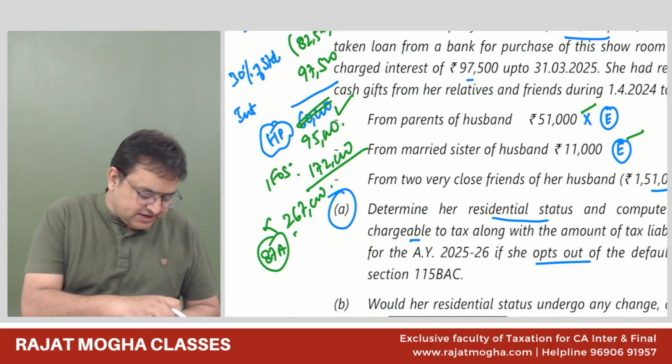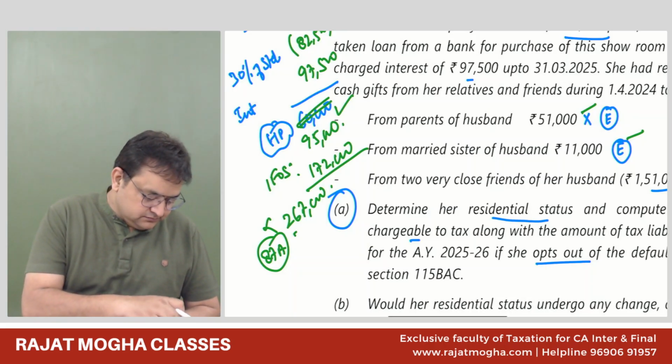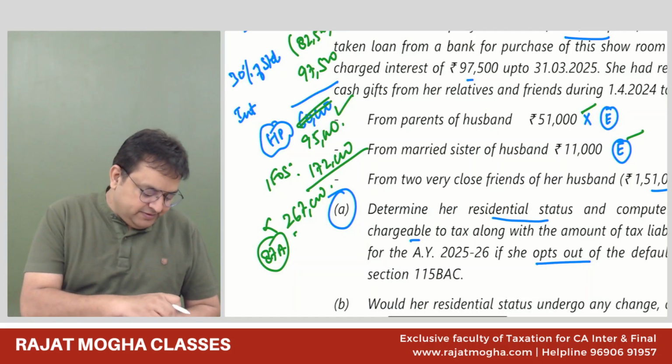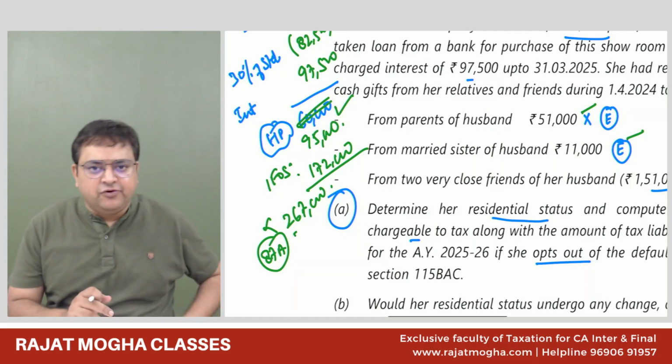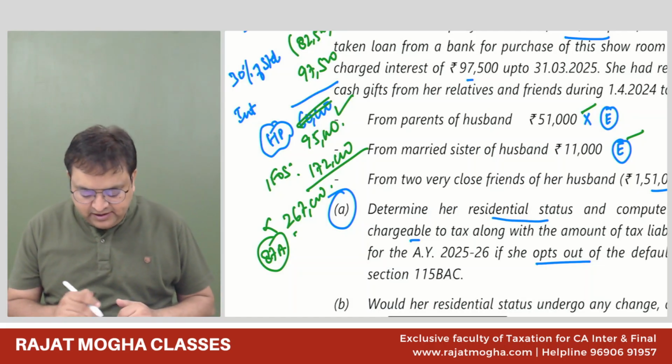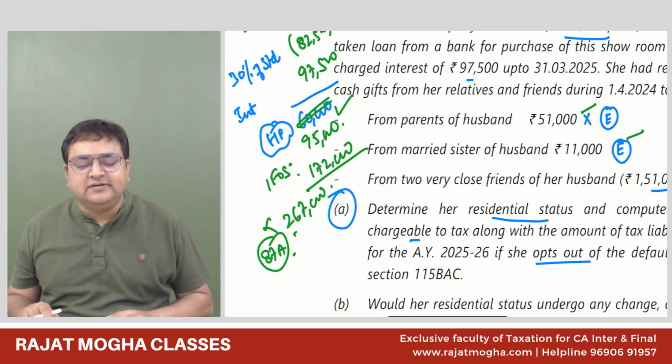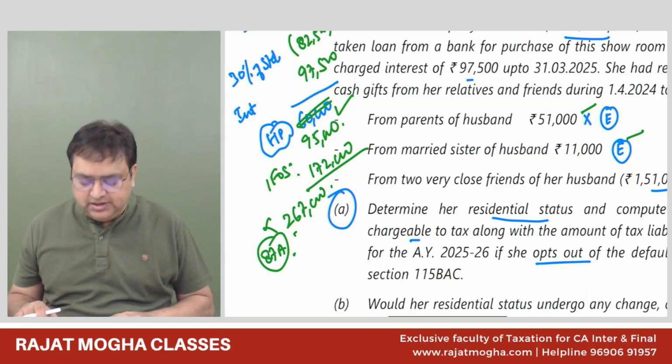On 17,000 she has to pay tax. 850 plus 4% cess. So 884 would be the taxes that she has to pay. But there would be no rebate because 87A is only available for individual resident.